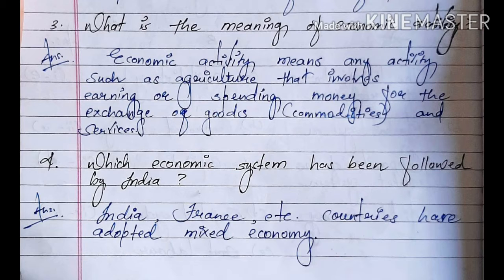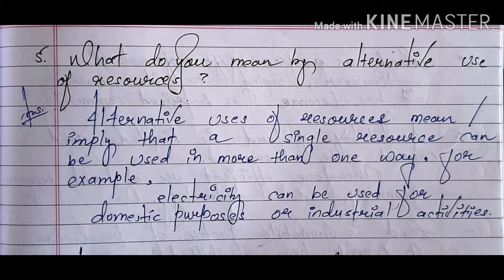Fourth question is, which economic system has been followed by India? And the answer is, India, France, etc. countries have adopted mixed economy. Fifth question is, what do you mean by alternative use of resources? And the answer is, alternative uses of resources mean that a single resource can be used in more than one way. For example, electricity can be used for domestic purpose or industrial activities. You can write here another example as per your knowledge.